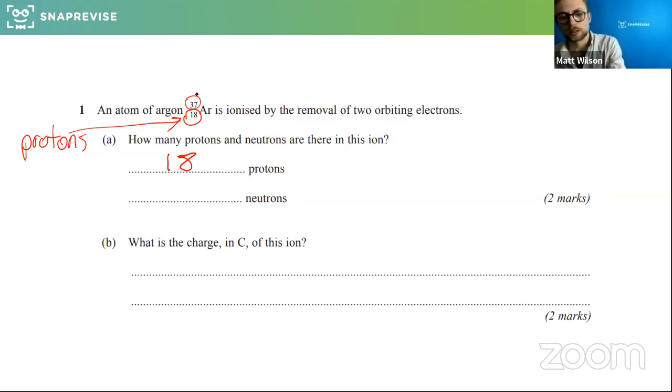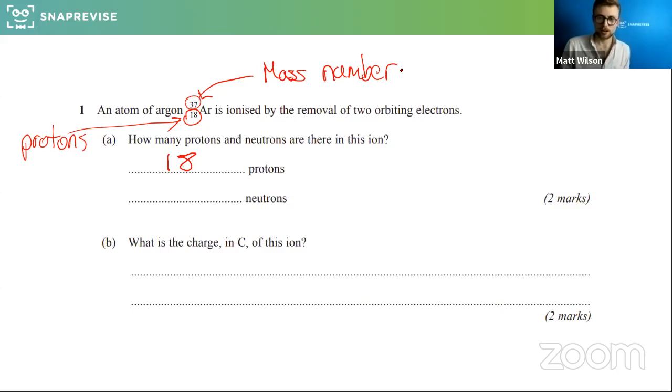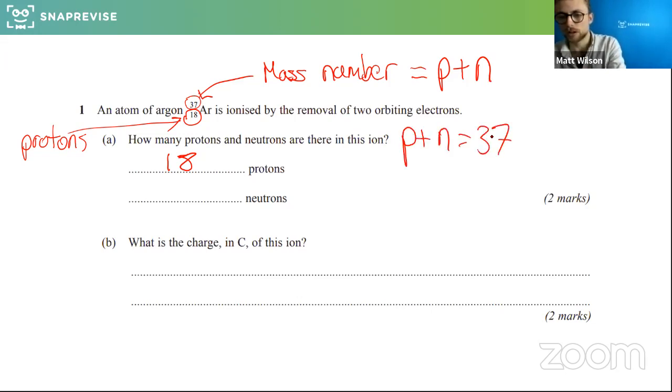What about this top number? What's this top number? Okay, so this top number is called the mass number. Okay. So great, that's a word, but what does this word mean? Yeah, so this mass number, yeah, good, is the number of protons plus the number of neutrons. So if we know the number of protons plus the number of neutrons is 37, and we know the number of protons is equal to 18, then do we know how many neutrons we have?